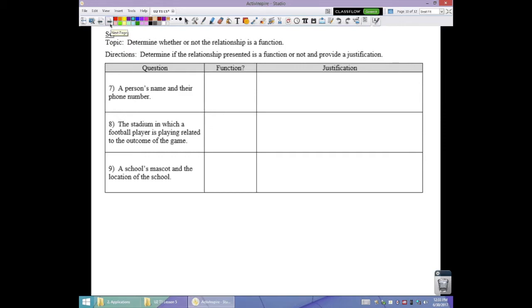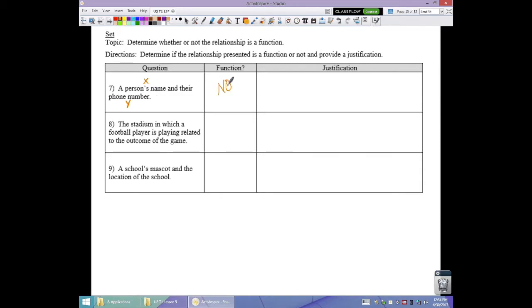Okay, now we are trying to determine if these situations are functions or not. Again, the definition of a function is each element of the domain is paired with exactly one element of the range. If we read these as if the first variable introduced is the x and the second variable introduced is the y, that would mean the person's name in number 7 is your x value and their phone number the y value. So if you read it forward like that, x then y, does a person's name get paired to only one phone number? Well, no, I don't believe it does.